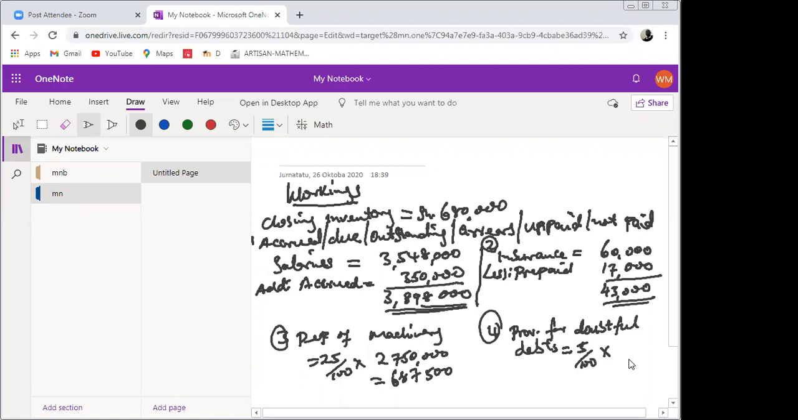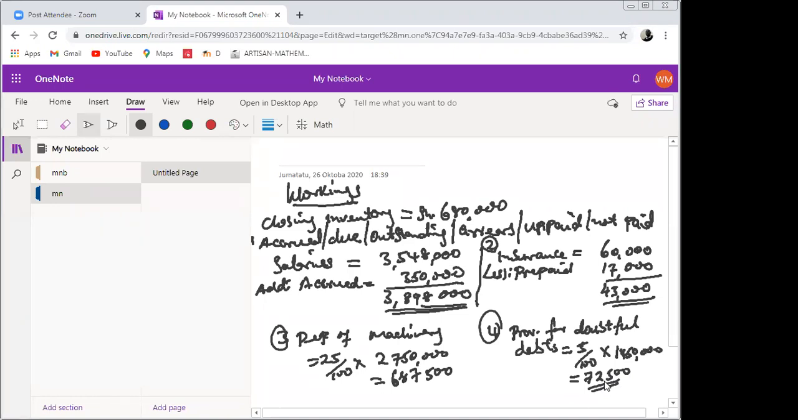It is 1,450,000. So can you calculate 5% of that? 1,450,000 times 0.05. Give a figure. 72,500. And we are done with the adjustments.